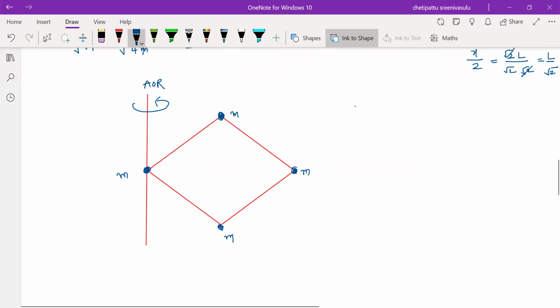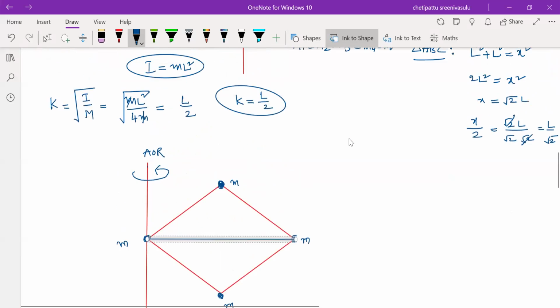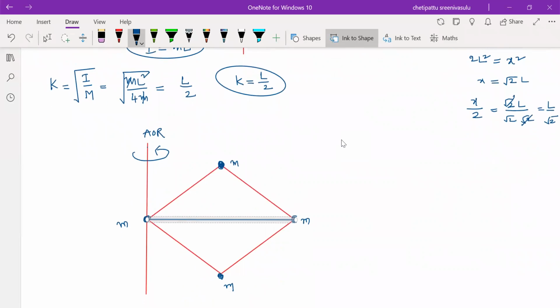Always you need to take the perpendicular distance. To calculate the moment of inertia, you need to take the perpendicular distance. This distance we already found previously, root 2 L, as you can see in the above problem. Now this is also a perpendicular distance. The side is L. You need to assume this plane is perpendicular to the board.